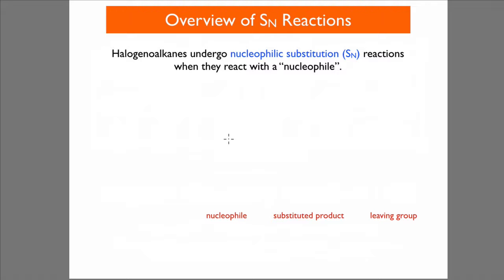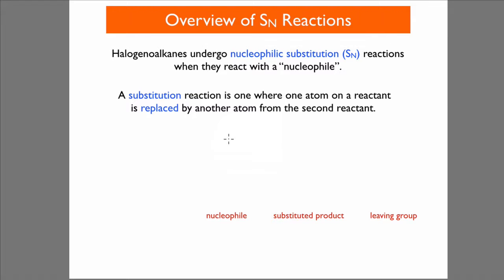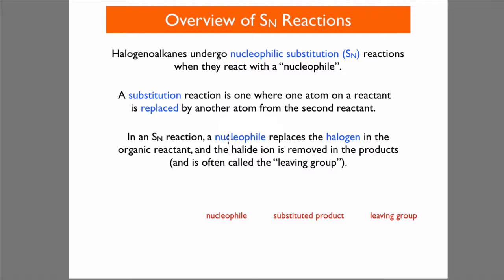Halogenoalkanes undergo nucleophilic substitution when they react with a nucleophile. A substitution reaction is one where one atom on a reactant is replaced by another atom from the second reactant. In a nucleophilic substitution reaction, a nucleophile replaces the halogen in the organic reactant, and the halide ion is removed in the product. It's often called the leaving group.